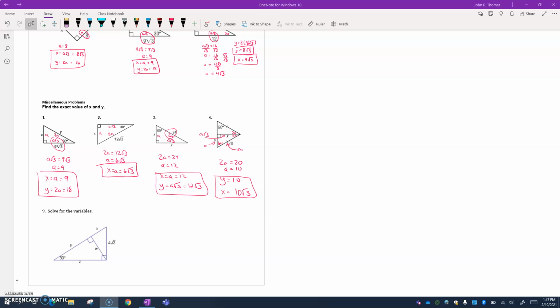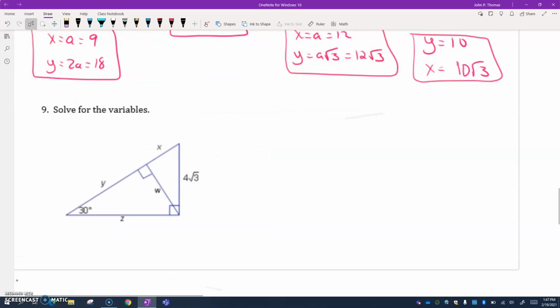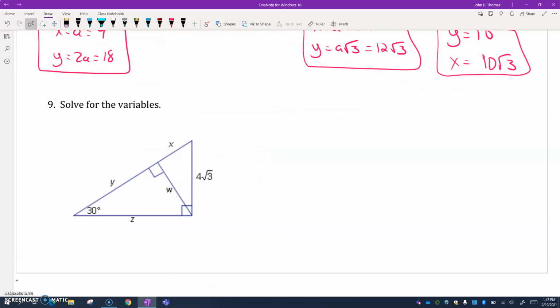So on each of them, again, I just labeled them A, A root 3, and 2A. And the big thing is to be sure that you're putting the A on the appropriate side. The A is always on the short leg, A root 3 on the long leg, and then the hypotenuse is the 2A. And we also have to recognize that they're 30, 60, 90 triangles. Now, this leaves us with one more. It says solve for the variables.